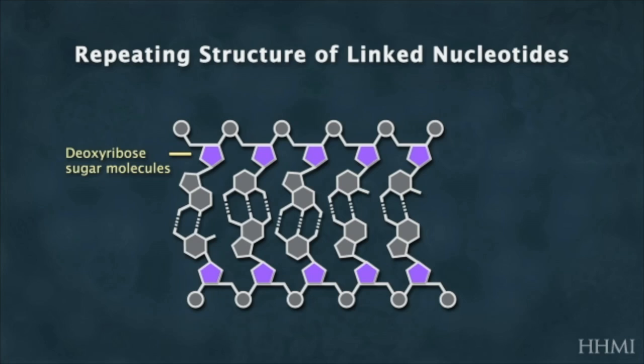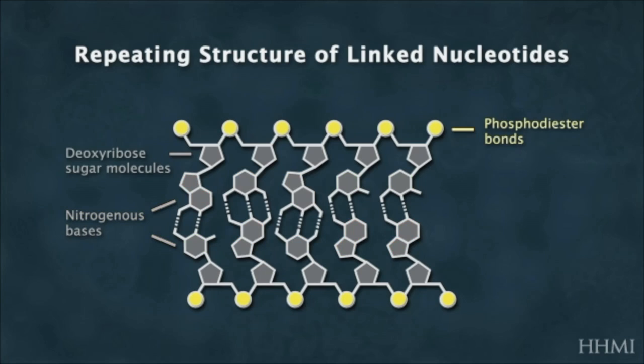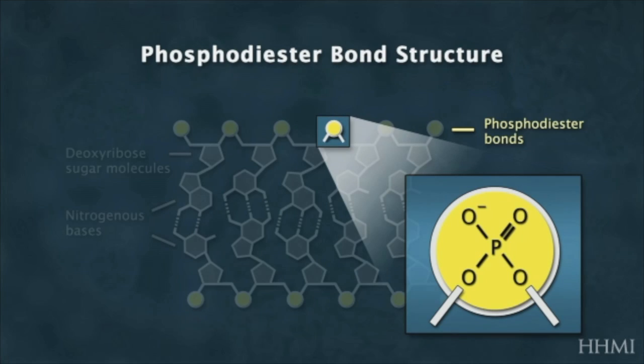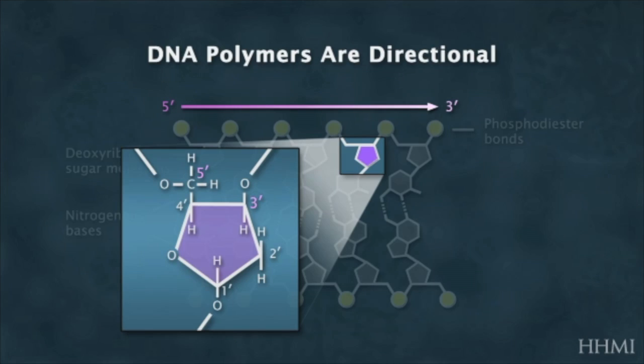The major structural components of DNA are that they all share a deoxyribose sugar backbone and nitrogenous bases. The nitrogenous bases are the information carriers of the genetic material. The nucleotides themselves are linked together by phosphodiester bonds, and if we zoom in here, you can see why DNA has a negative charge.